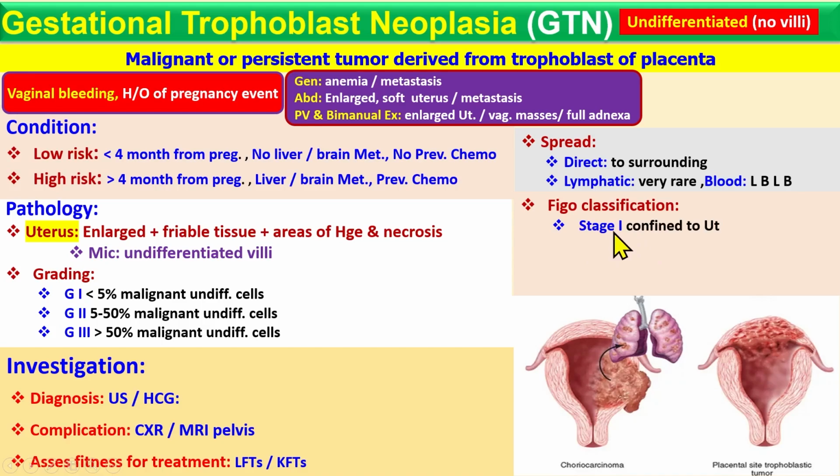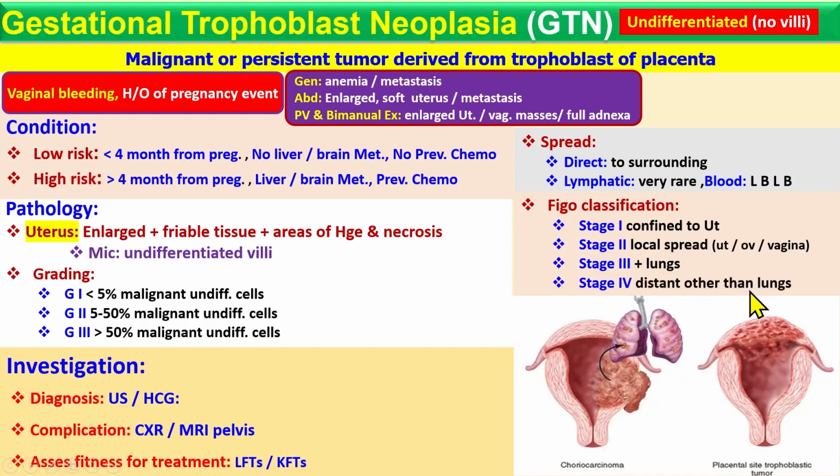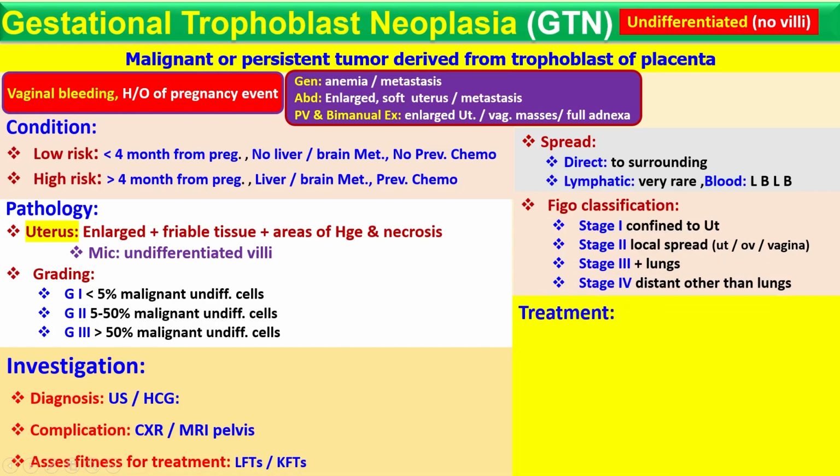Okay. According to the spread, FIGO has classified it. So if it's limited to the uterus, it's stage 1. If it's local spread, meaning uterus, ovary, and vagina, in the pelvis, it's stage 2. And if it involves the lungs, it's stage 3. If it involves other organs, meaning the liver and the brain, it's stage 4. So it depends upon the spread. In the treatment, we divide into low risk and high risk.